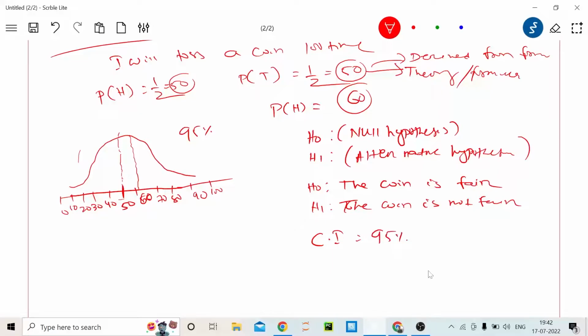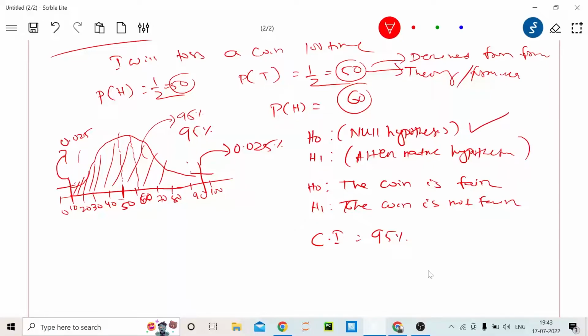That means if the confidence interval is 95%, let's say this is a value and this is 0.025%, and this is another value, 0.025%. This underlined area is 95%. When we conduct the experiment, if our value falls inside this 95%, then we will accept the null hypothesis. Otherwise, we will reject the null hypothesis.